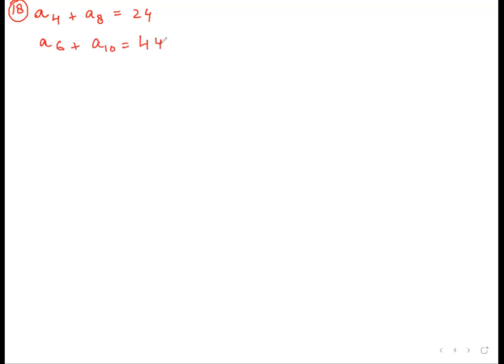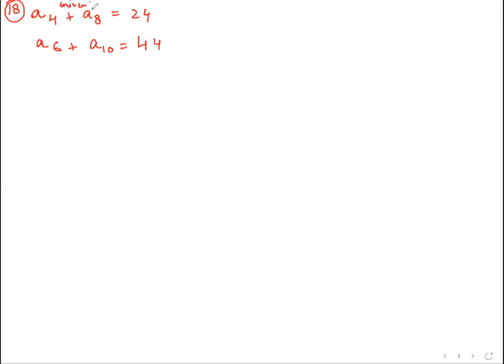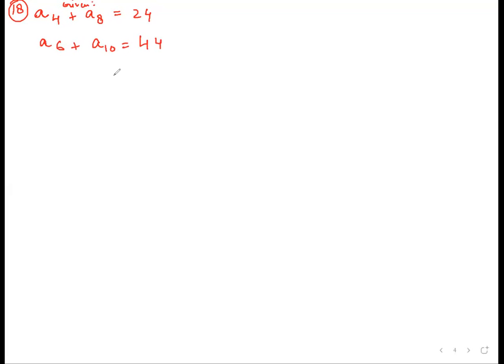So this is given, right? You can write it at the top. Okay, fine. Find the first three terms of the AP. So basically you have to find the AP. To find the AP, you require the first term and the common difference, right?